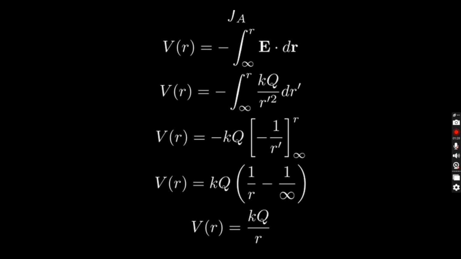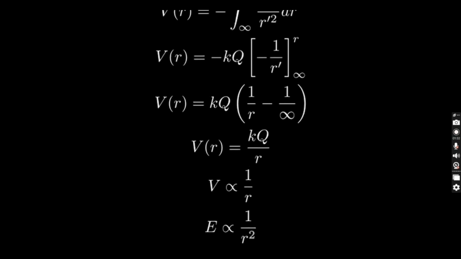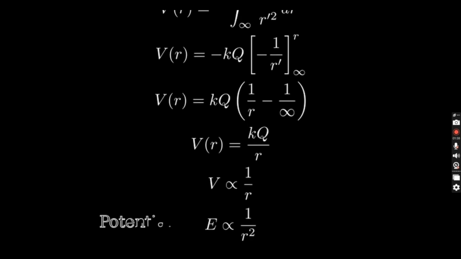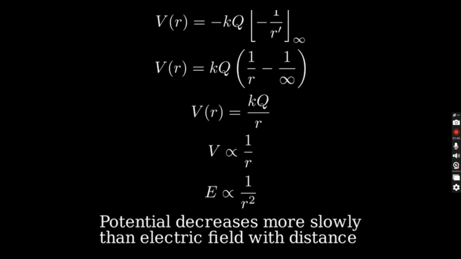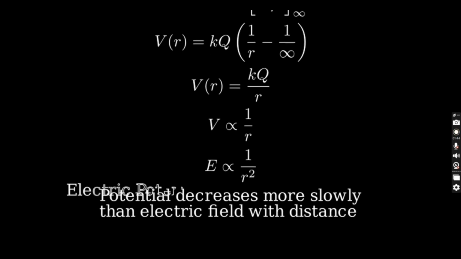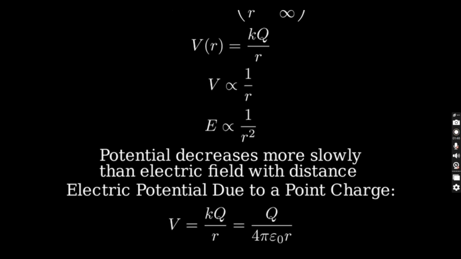This is our final expression for the electric potential due to a point charge. Notice that the potential varies as 1 over r, while the electric field varies as 1 over r squared. This means that the potential decreases more slowly with distance than the electric field. In conclusion, we've derived that the electric potential at a distance r from a point charge q is equal to kq over r. This fundamental result is crucial for understanding electric potential energy and voltage in electromagnetic systems.